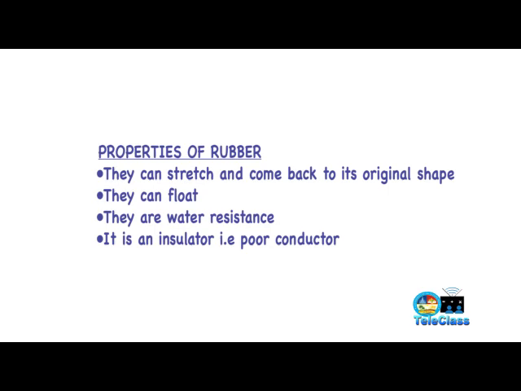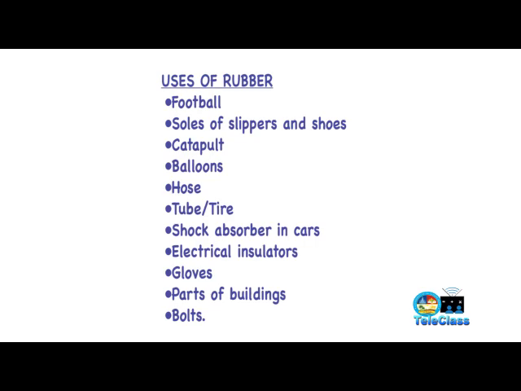Let's look at some of their uses. Like I said, football is a product of natural rubber. The soles of your slippers and shoes, your catapult, your balloons, the hose that you use to fetch water in your house, your tubes and tires, the shock absorbers in your car and engines, your electrical insulators, your gloves, parts of your building, the parts of your boats and ships are all made of rubber.